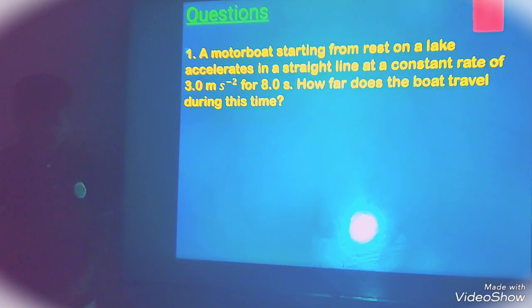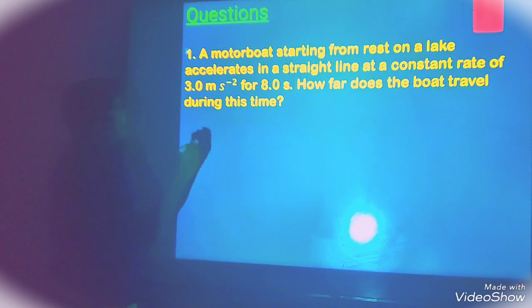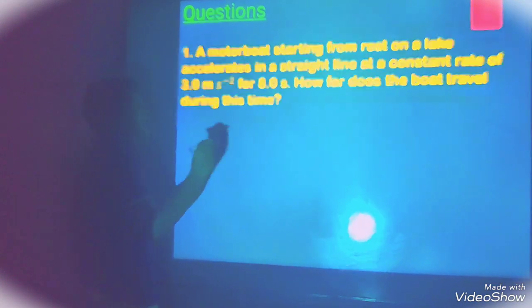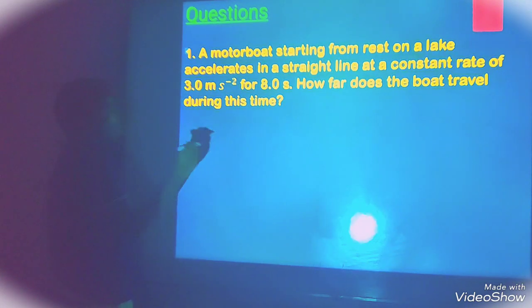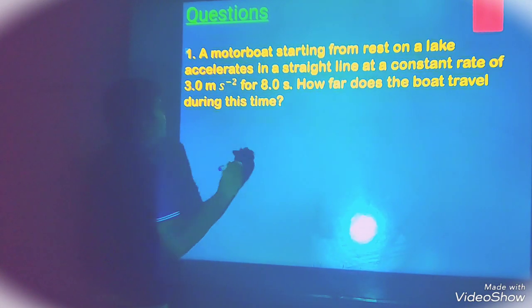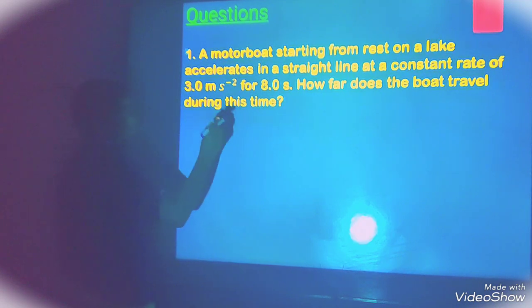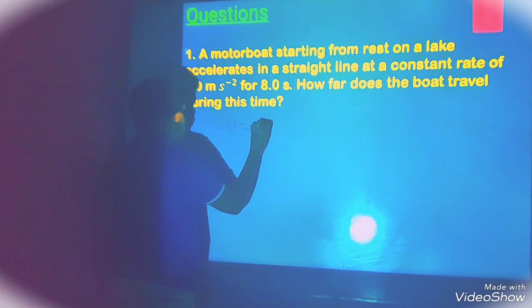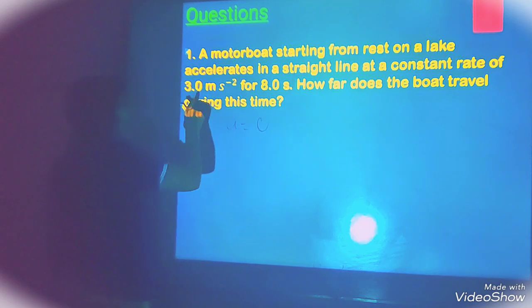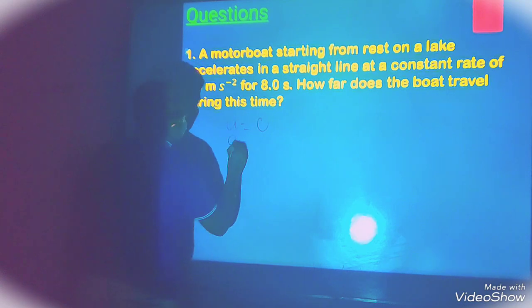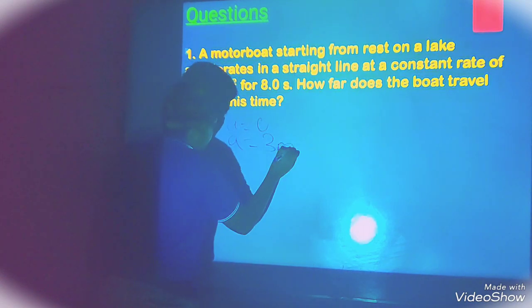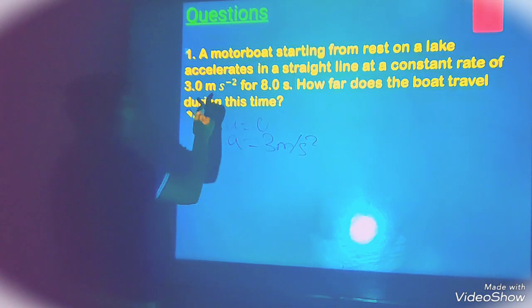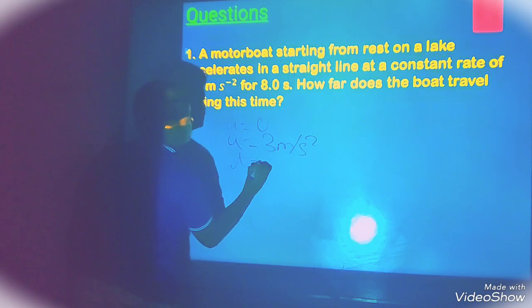So this is question 1. In this question, a motorboat started from rest on a lake accelerates in a straight line at a constant rate of 3 meters per second squared for 8 seconds. How far does the boat travel during this time? So in this question, it says that it starts from rest, so u is equal to 0. And it accelerates in a straight line at a constant rate of 3 meters per second squared, so a is equal to 3 meters per second squared. And the time is 8 seconds.